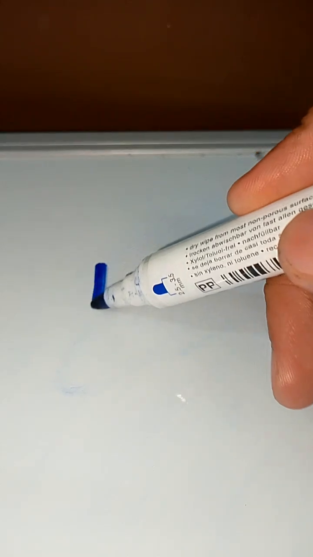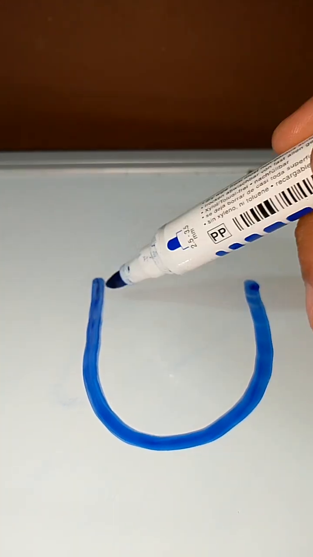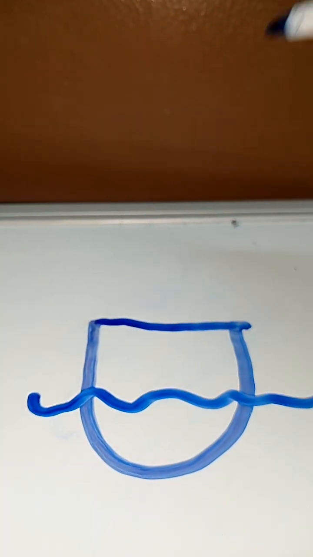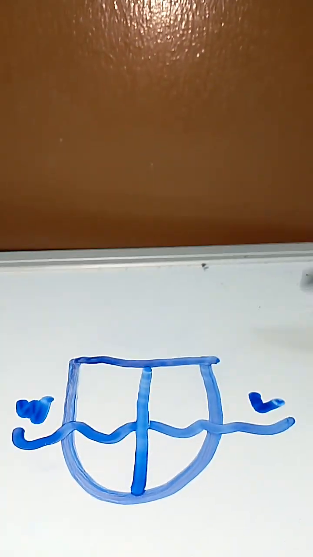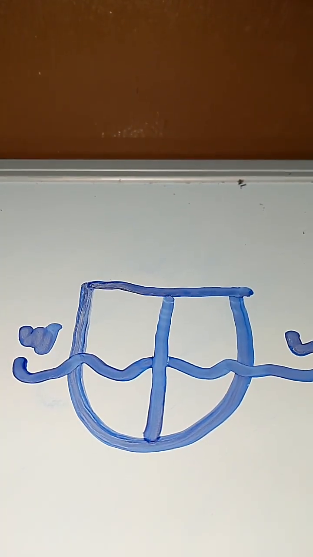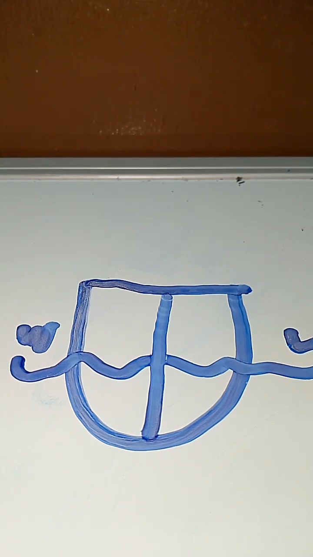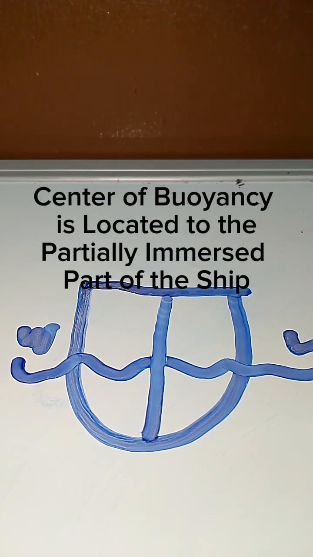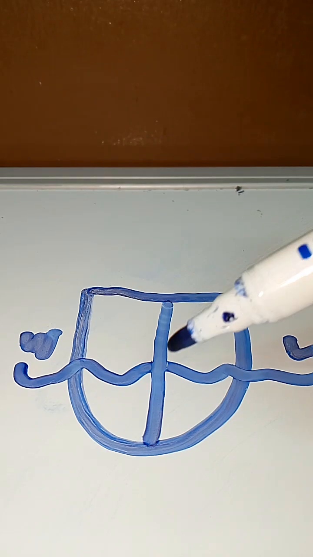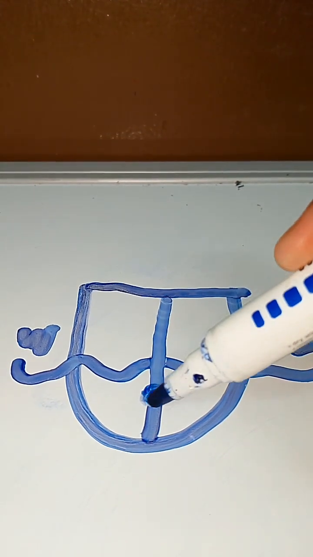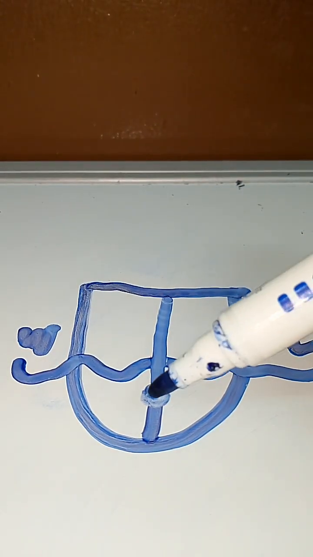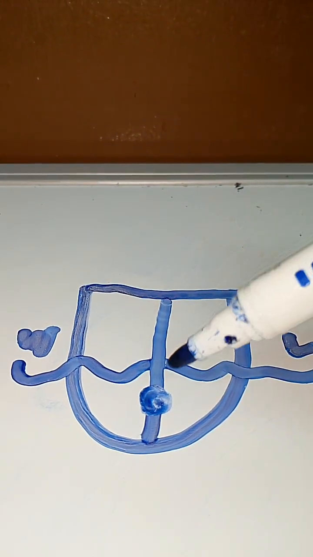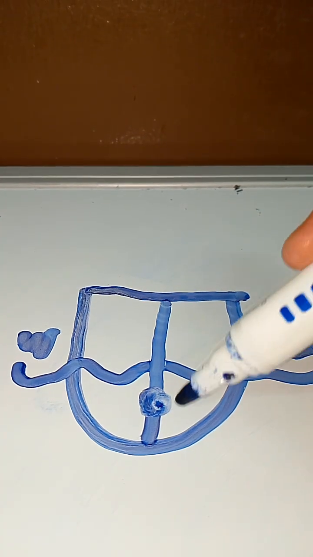So if we draw one part of the ship, add a water line, and the center line of the ship, the center of buoyancy is located at the partially immersed part of the ship, which in this case is here. This is the partially immersed part, and this is the center. So this is where the center of buoyancy is, denoted as B.